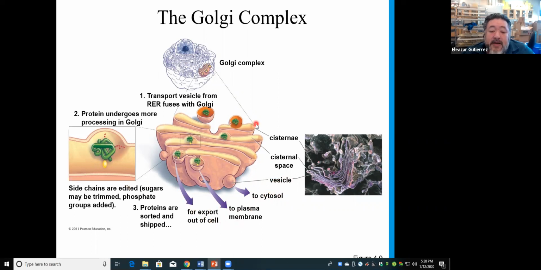Okay, now these little folds, we love the word cistern. Biologists love the word cistern. These little folds are called cisterns. Cisternae is plural. Okay, this is a cisternal space. You and I have never heard of a cistern.